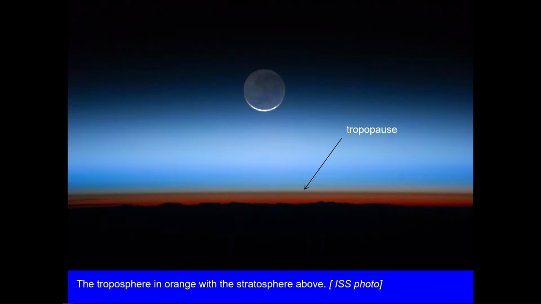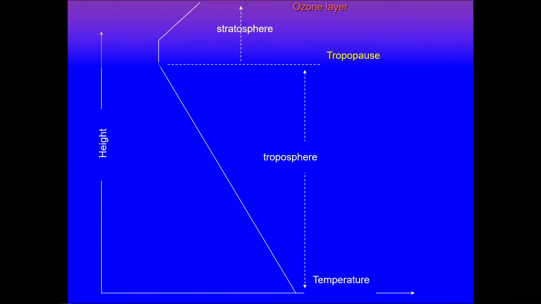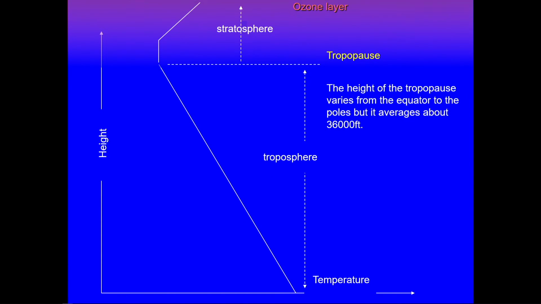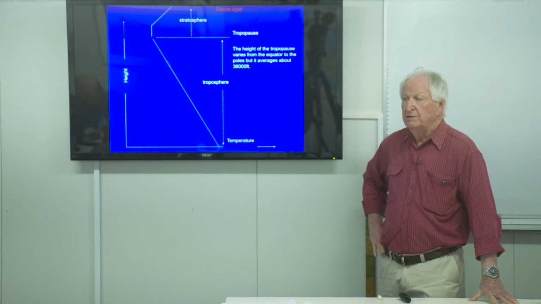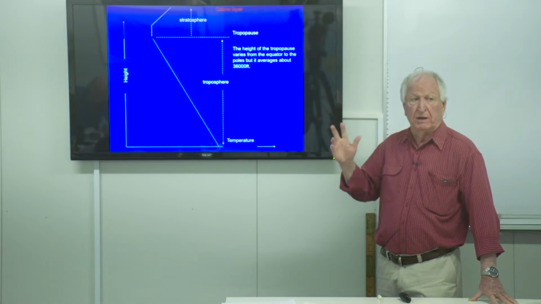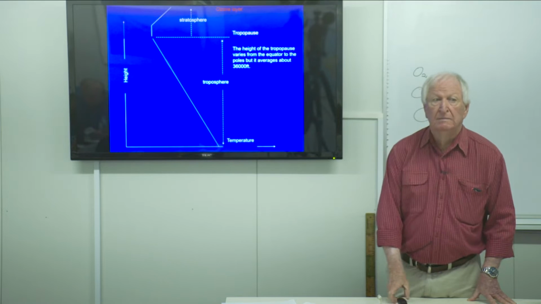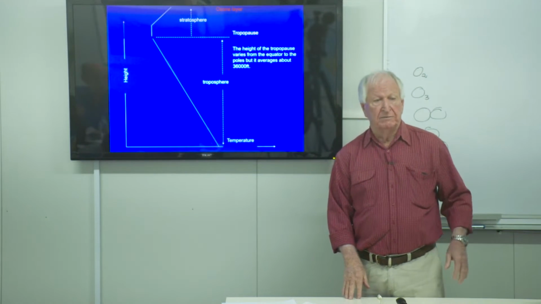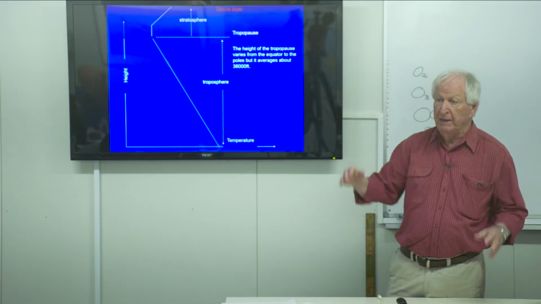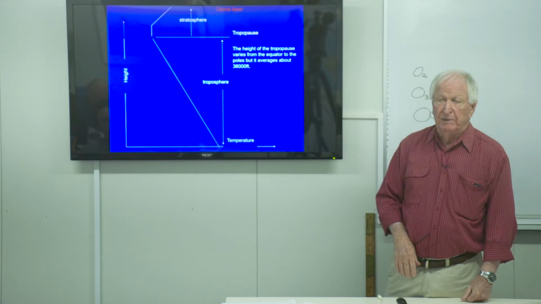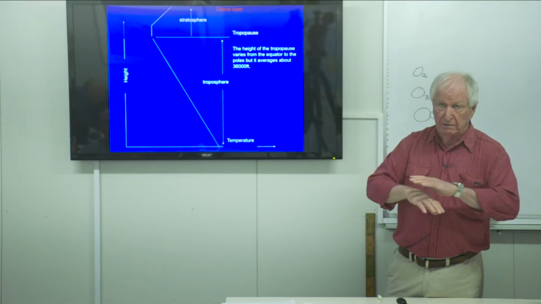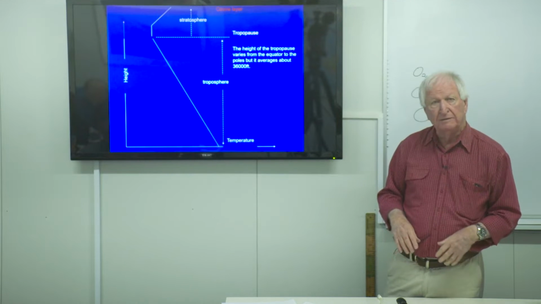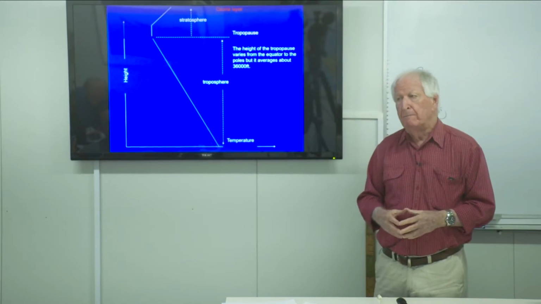So the tropopause is really quite a thin layer, by the way, compared to the whole Earth. And it averages about 36,000 feet, but it changes quite a lot. It's something like 60,000 feet over the equator, and it's about 30,000 feet over the poles. It's about half as high over the poles. But over a country like Australia, throughout the whole geography of Australia, the tropopause is about 36,000.